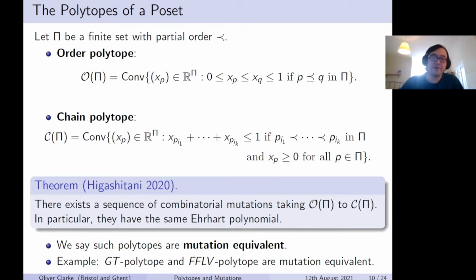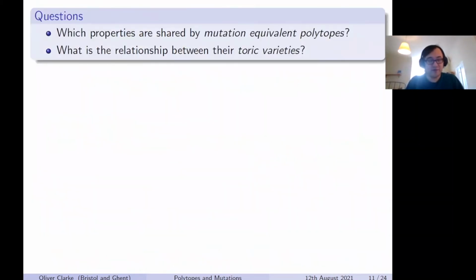In general, if I have 2 polytopes and they're related by a sequence of mutations, then we'll say that those 2 polytopes are mutation equivalent. So at this point, there are a number of questions that you might have about combinatorial mutations. Which properties are shared by polytopes that are mutation equivalent? And associated to each of these polytopes, we have some toric varieties. Are there any geometric properties that are preserved by a combinatorial mutation?